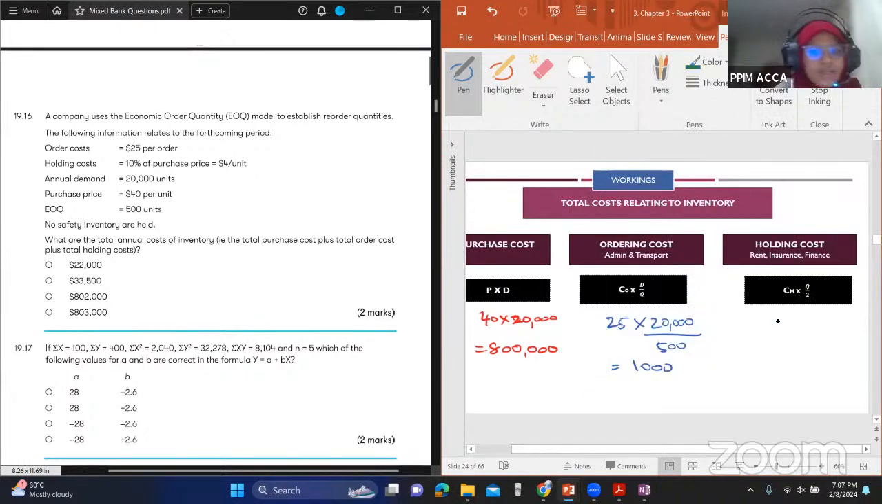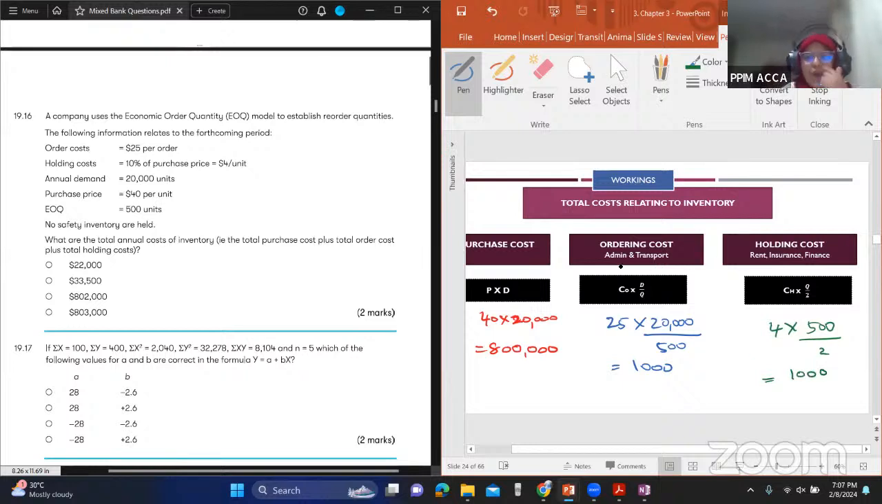Then let's do the holding cost. The cost of holding, they're saying, is 10% of purchase price. The answer is directly given to you as $4. So we can take 4 into the quantity that we order, which is the EOQ, divided by 2, and that will be again 1,000.